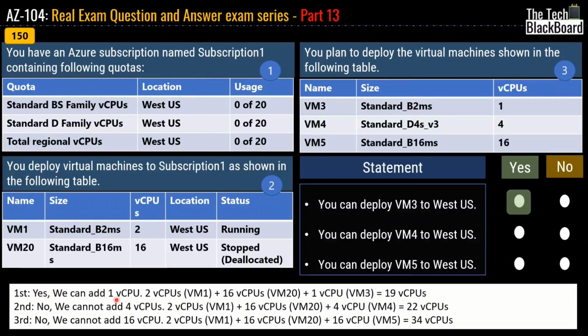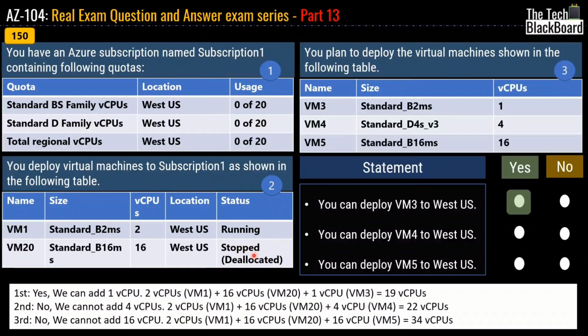As I said, we have to add 1 CPU, which comes from this table on the right hand side, top corner. And then we see that 2 CPUs, this one, and 16 CPUs, this one, are already occupied. So 20, the total capacity, minus 18, the used capacity, gives 2, which is the capacity we can still utilize to deploy virtual machines. Because the CPU size for the new virtual machine 3 is 1, we can definitely deploy this virtual machine on West US.